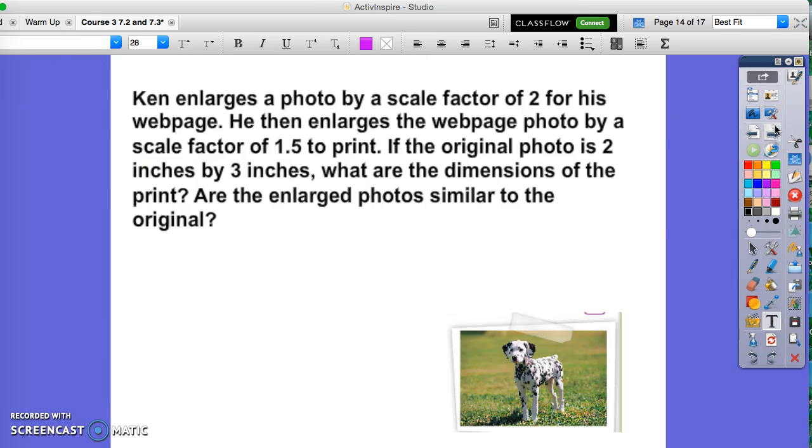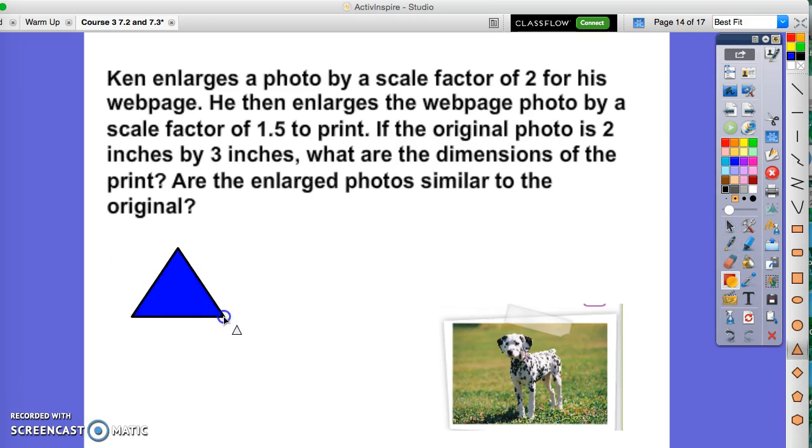Alright, so these problems are basically just multiplication, but you have to pay attention because you're going to have to do it twice. So Ken enlarges a photo by a scale factor of 2 for his web page. He then enlarges that photo by 1.5. So the original photo is 2 by 3.